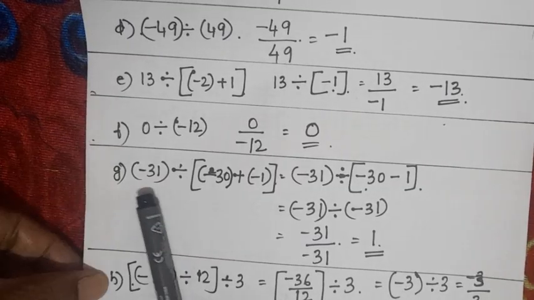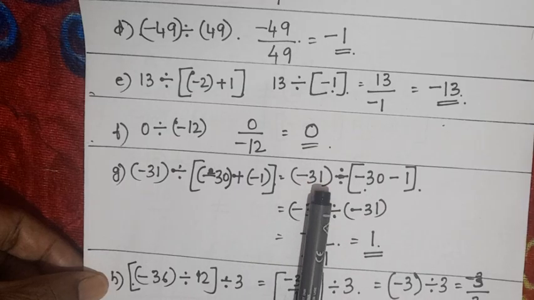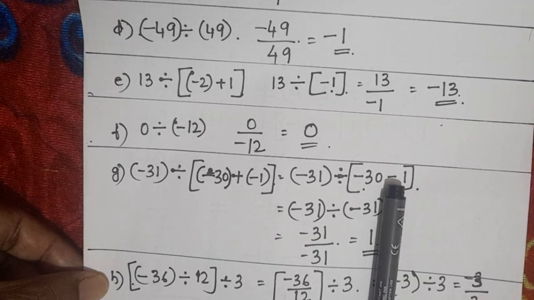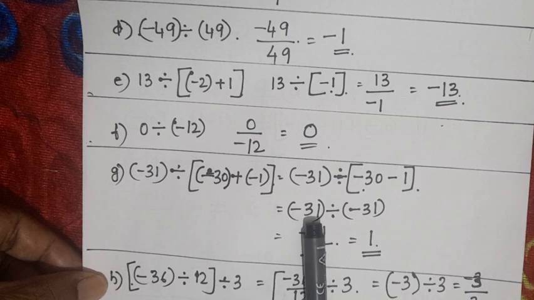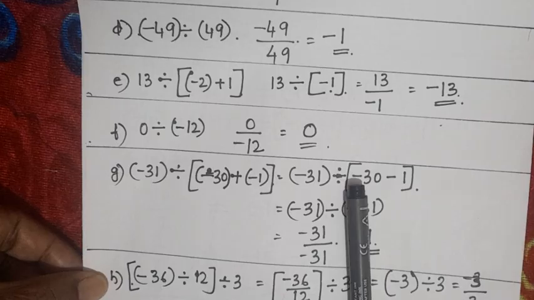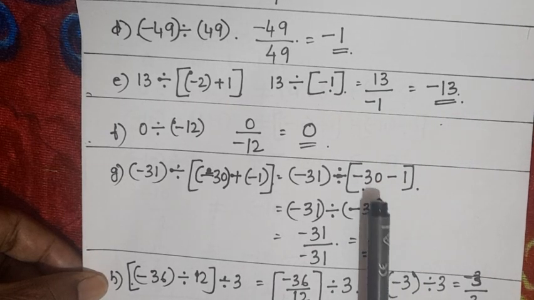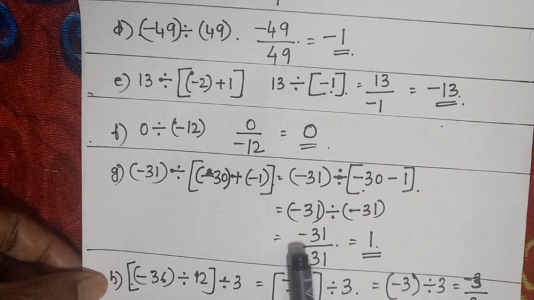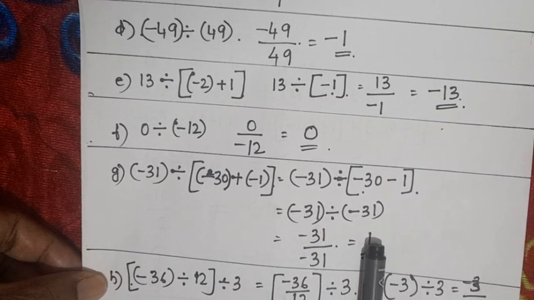The next question is minus 31 divided by (minus 30 plus minus 1). So that is equal to minus 31 divided by, solve the bracket, minus 30 minus 1, because plus into minus is equal to minus 1. So minus 31 divided by minus 30 minus 1 is equal to minus 31. When there are two signs of minus, we have to add those two integers, and the answer should be in negative. Now minus 31 divided by minus 31. So minus divided by minus is plus, 31 divides 31 one time.